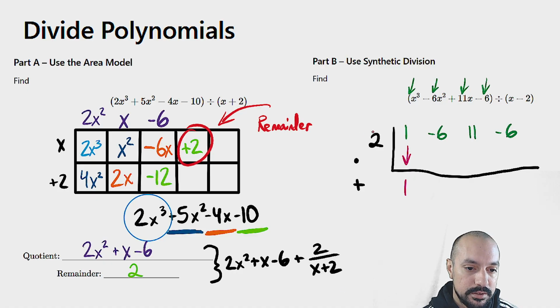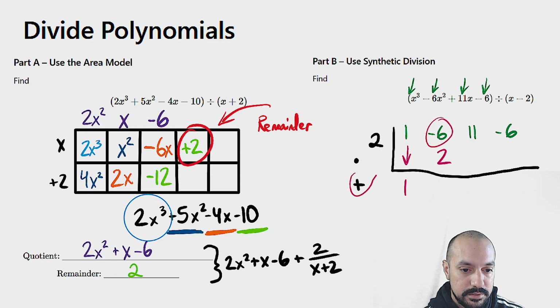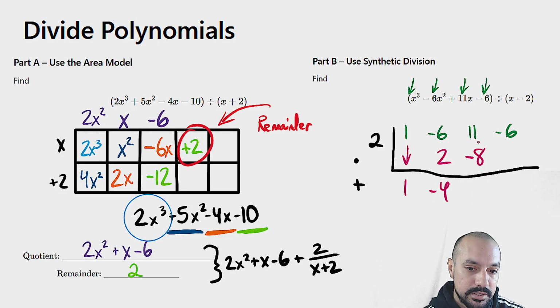Then I start multiplying. So 2 times 1, that's going to give me 2. Then I add negative 6 plus 2. That's going to give me negative 4. Then I multiply. 2 times negative 4. That's going to give me negative 8. And then I add 11 plus negative 8. That's going to give me 3. And then 2 times 3, that's going to give me positive 6.